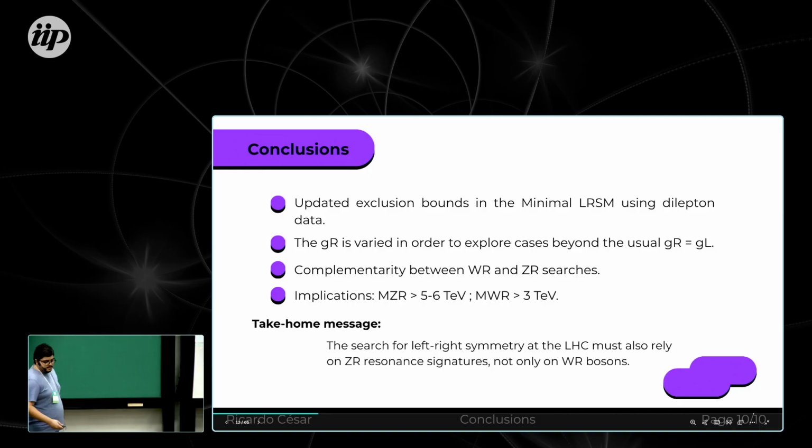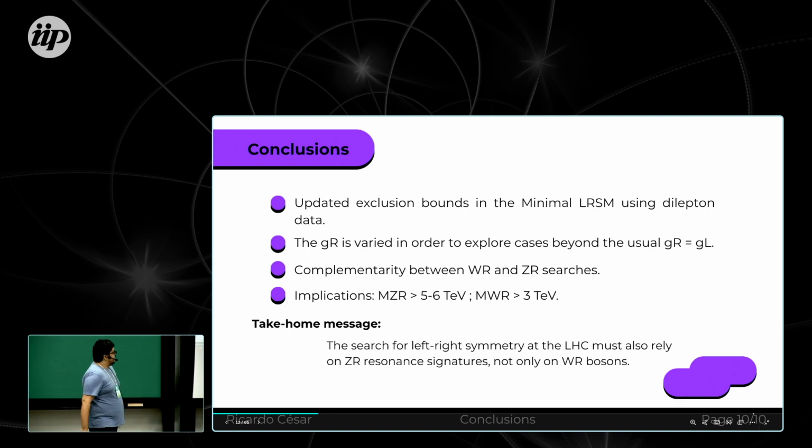So, to conclude, we updated the exclusion limits on the minimal left-right symmetric model using dilepton data. The GR, in this case, varied in order to explore cases beyond the usual GR equals to GL case. We use complementarity between the WR and ZR searches. And the implications were that the limit on the mass of the ZR is around 5 to 6 TeV, and the limit found for the mass of the WR is a limit above 3 TeV.